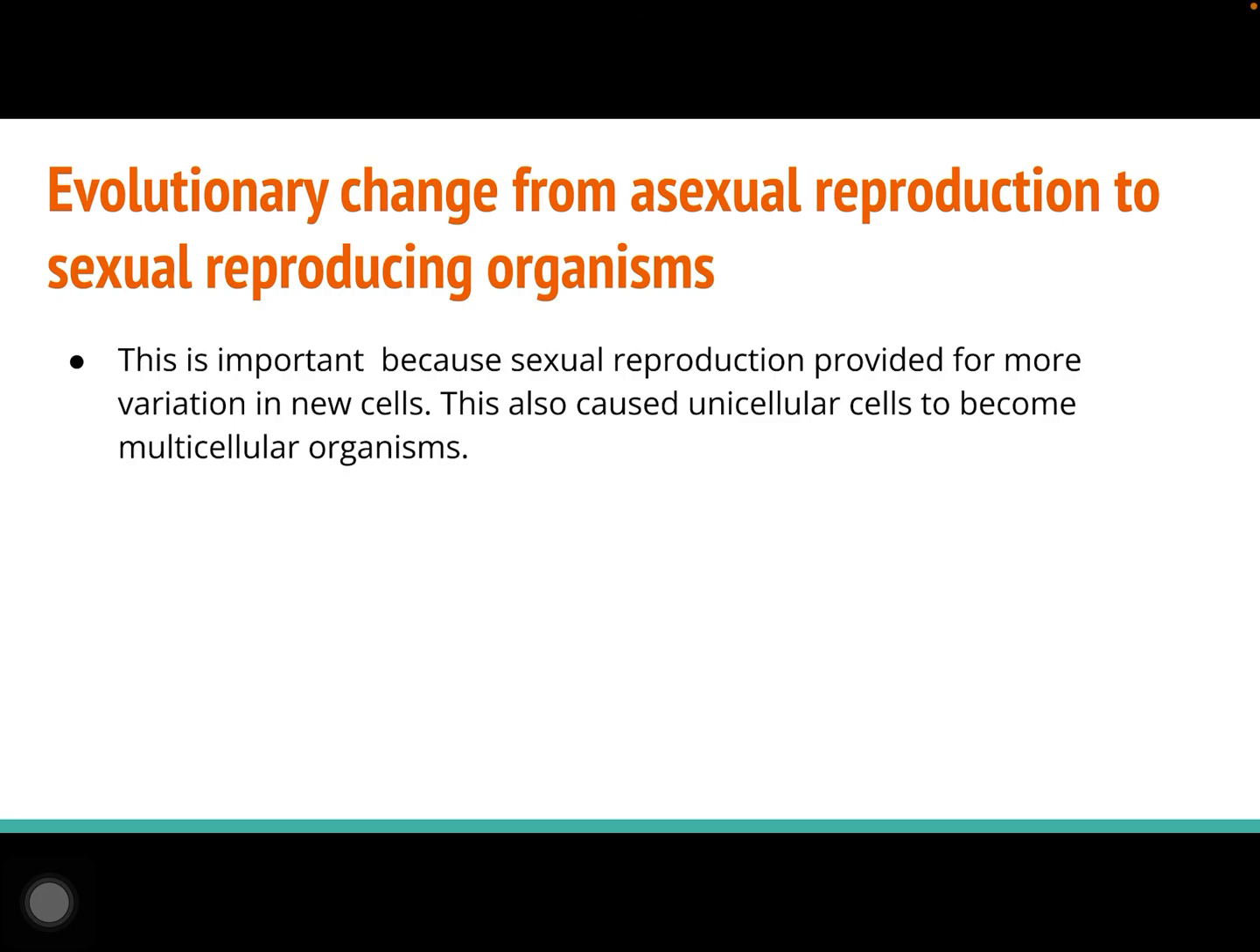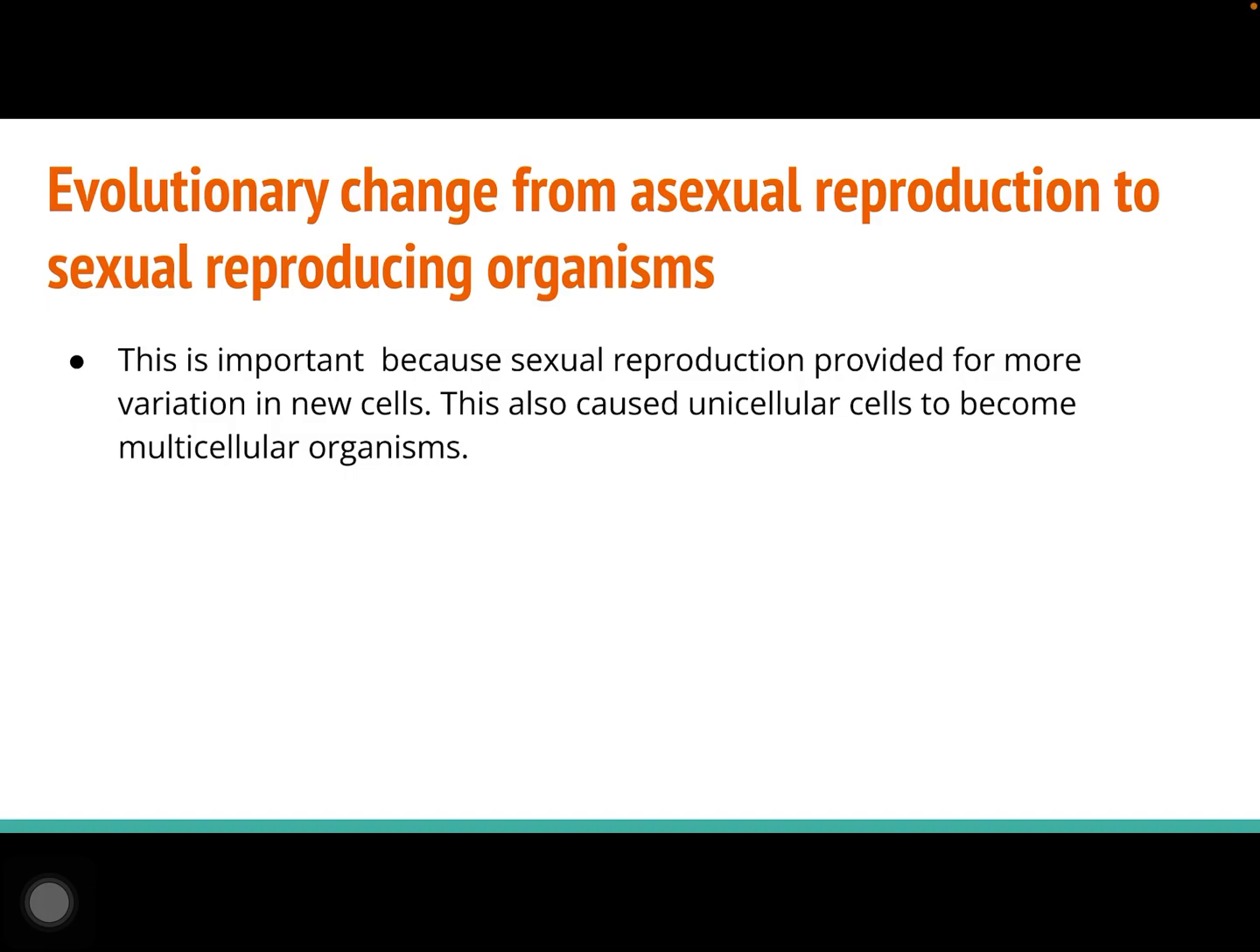The evolutionary change from asexual reproduction to sexual reproduction. This is important because sexual reproduction provides for more variation in new cells. And this causes a unicellular cell to become multicellular organisms. So, sexual reproduction versus asexual reproduction. Asexual is where there is one parent and it splits into two identical daughter cells. So there's really no variation. It's literally one cell splitting into two.